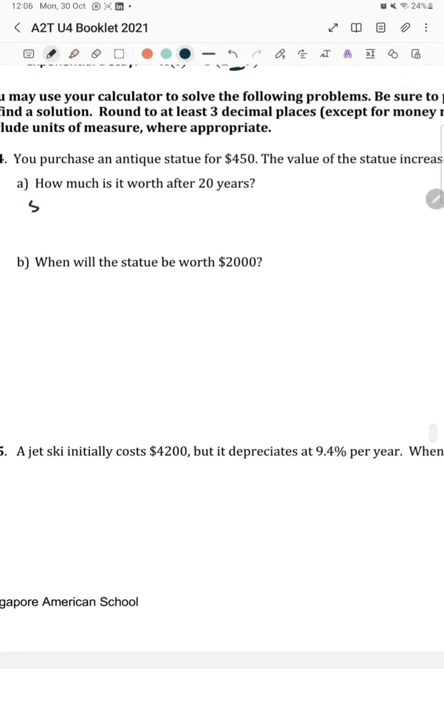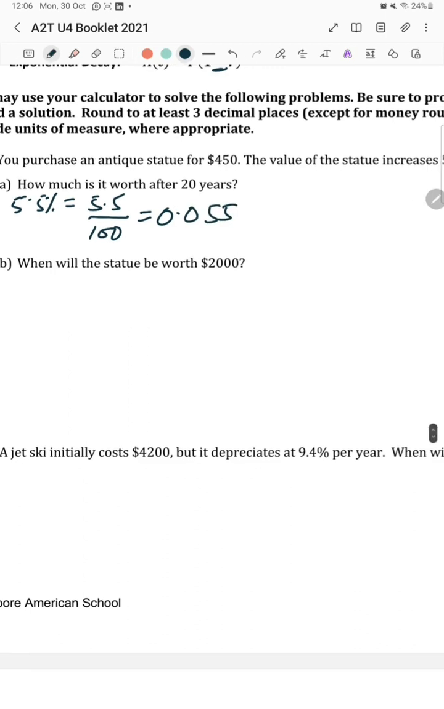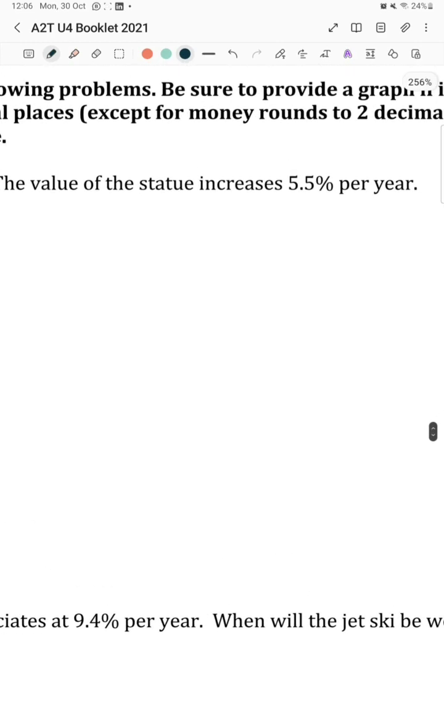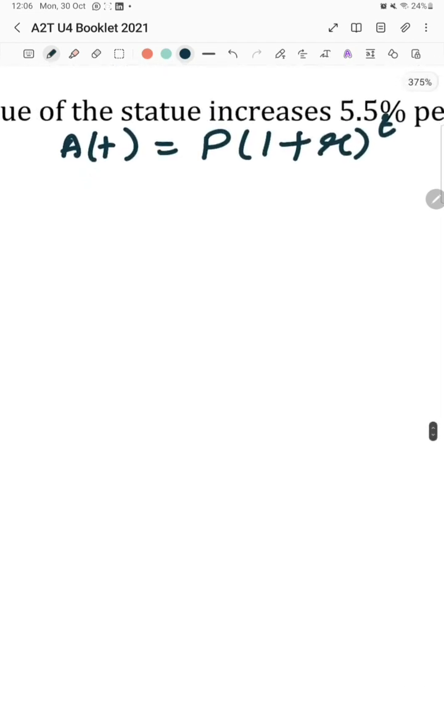So it was 5.5%, which can be written as 5.5 by 100, which is 0.055. Now it's asking how much it increased after 20 years. So the formula is A of t is equal to P times (1 plus r) to the power t. This is the formula.